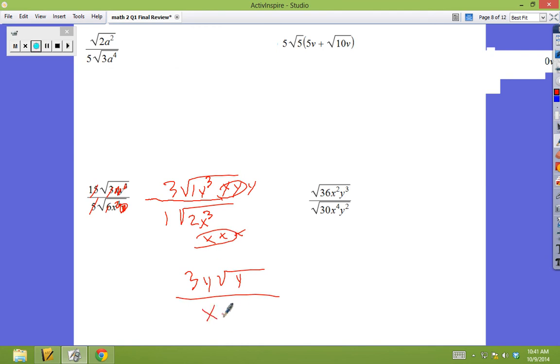So on the inside, you still have 2x. Okay. You just can't leave a square root on the bottom. So times the bottom and the top by square root of 2x.